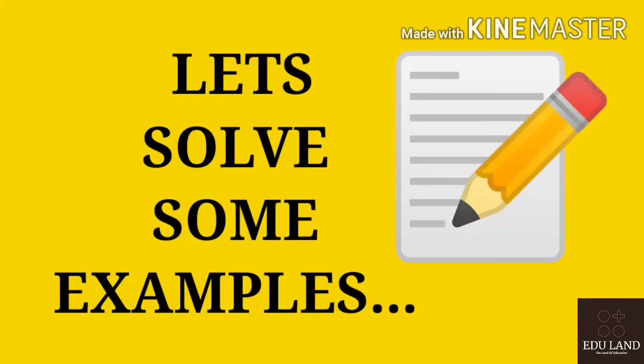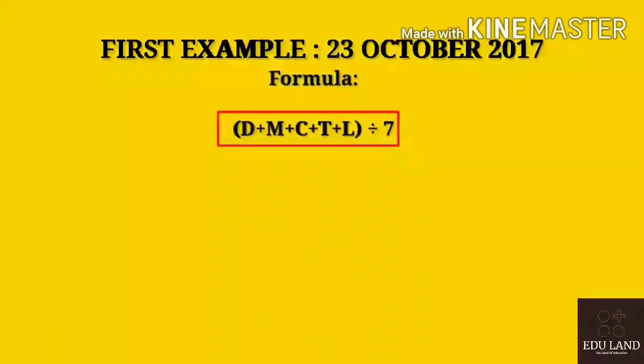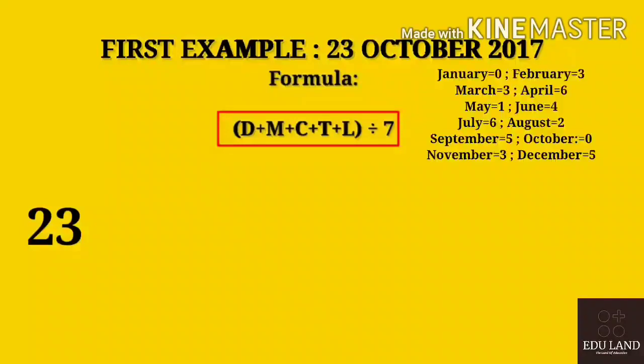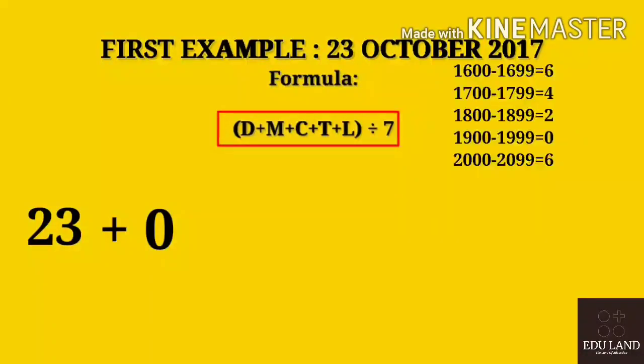Let's solve some examples. So first example we have here is 23 October 2017. So we'll do according to the formula, which is d plus m plus c plus t plus l upon 7. Now we will put the value 23 and add it because it is the date over here. Now we will put the value 0 because the month code for October is 0. Now we will put the value 6 because the century code between the year 2000 and 2099 is 6.